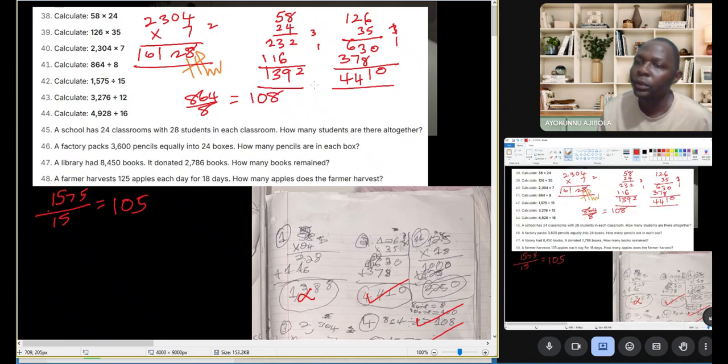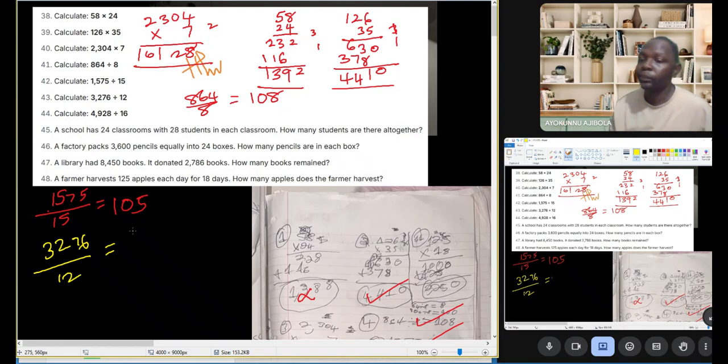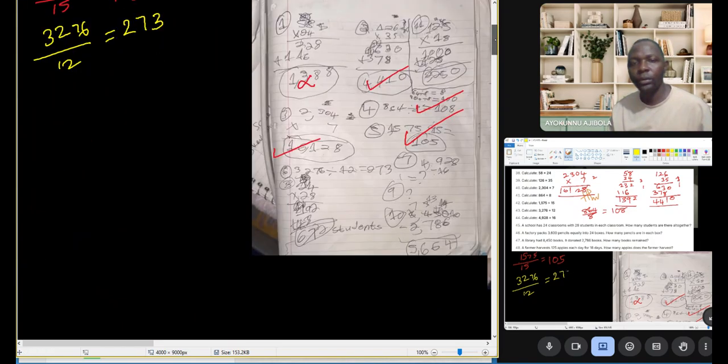Then this one says 3276 divided by 12. How many 12 in 32? That's 2, which is 24. Minus, 8. I don't think I did that one. How many 12 in 87? That's 7, which is 84. Remainder 3. How many 12 in 36? 3. So the answer is 273.